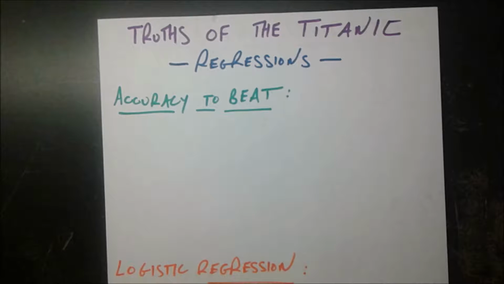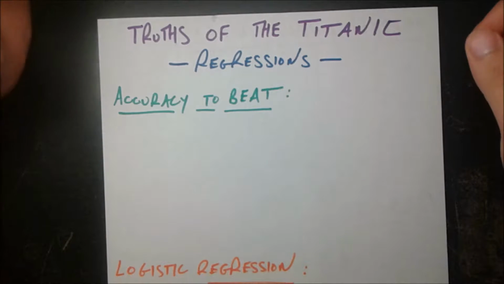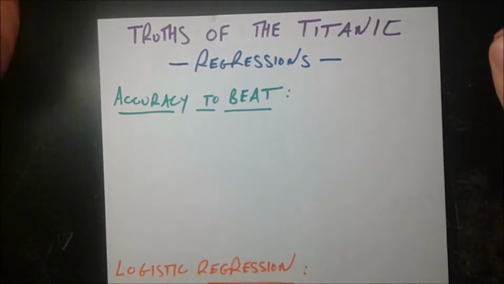In this video, we're going to be continuing on with our Truths Behind the Titanic mini-series. And now we're going to tackle some of the real meat of the data science, in this case, regressions. We'll be looking at a few different kinds of regressions, but before that, we're going to look at what's the point of a regression. The point of a regression is to build some kind of model to predict something.